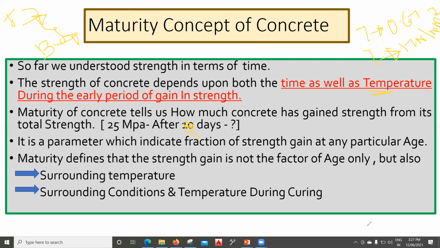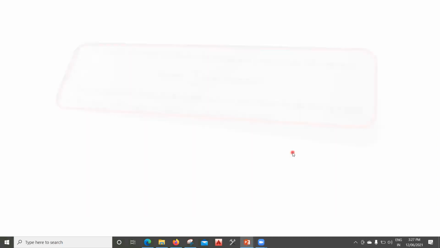So the next is that it is a parameter which indicates the fraction of a strength gain at any particular age. So maturity defines that the strength gain is not the factor of age only, that is regarding the time, but also the surrounding temperature, the surrounding conditions, and the temperature during the curing. So these are the factors which the strength of my concrete depends on, which has to be understood by the maturity. Right? Now we'll try to go one step ahead.